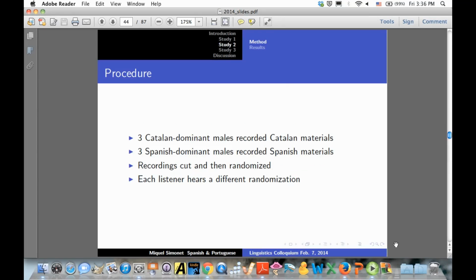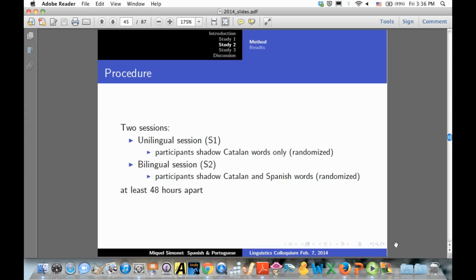The stimuli had been recorded by 3 Catalan-dominant males who recorded the Catalan materials and 3 Spanish-dominant males who recorded the Spanish materials. Then the recordings were cut and randomized and everything. And there were 2 sessions, as you know. The unilingual session, in which the participants shadowed the Catalan materials only. And at least 48 hours after that, so 2 days later or a week later, they came back to the lab and participated in the bilingual session, in which they were shadowing the Catalan words and the Spanish words in one single block, randomized. And the question is, would there be more of an interaction here?